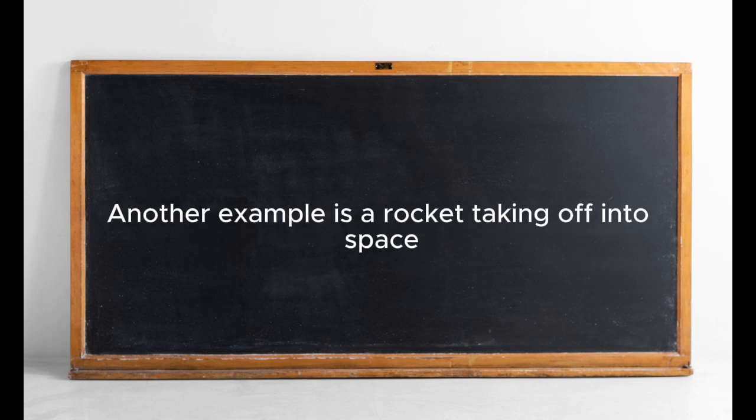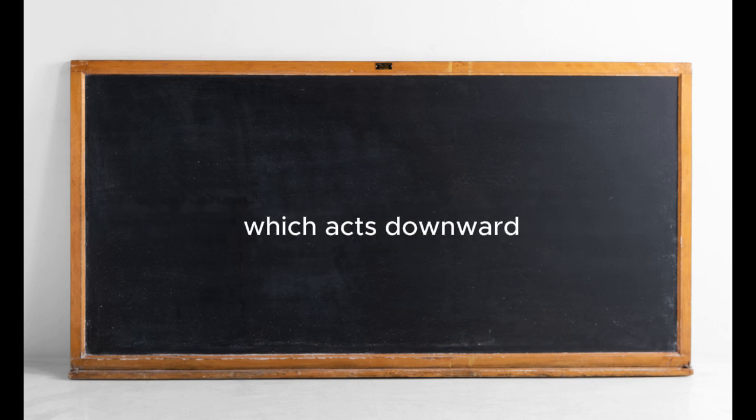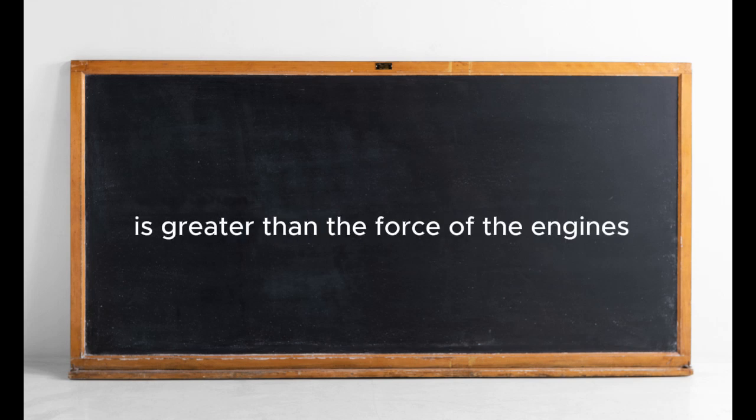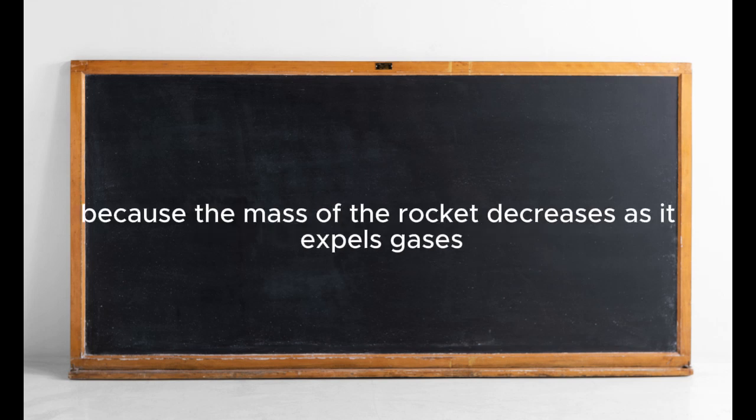Another example is a rocket taking off into space. A rocket is subject to the force of gravity, which acts downward, and the force of the engines, which acts upward. Initially, the force of gravity is greater than the force of the engines, so the rocket accelerates upward. As the rocket gains height, the force of gravity decreases because the mass of the rocket decreases as it expels gases.